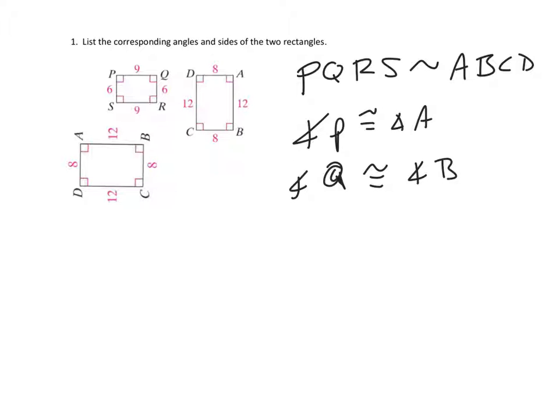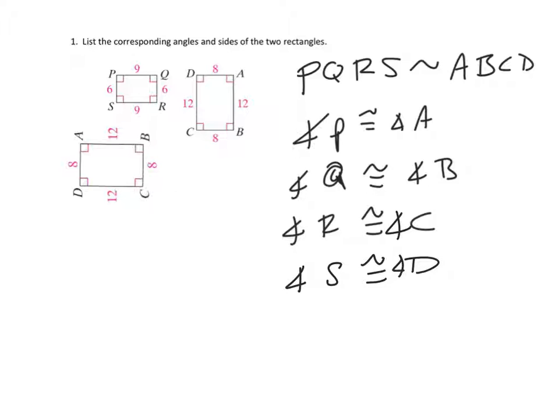We can say that angle R is congruent with angle C. Again, hopefully we're catching on, right? PA, QB, RC. Finally, SD. So angle S is congruent with angle D. Whoops, I forgot angle marks on those. There we go. Alrighty, so that's the first part of it. Congruency of the angles.